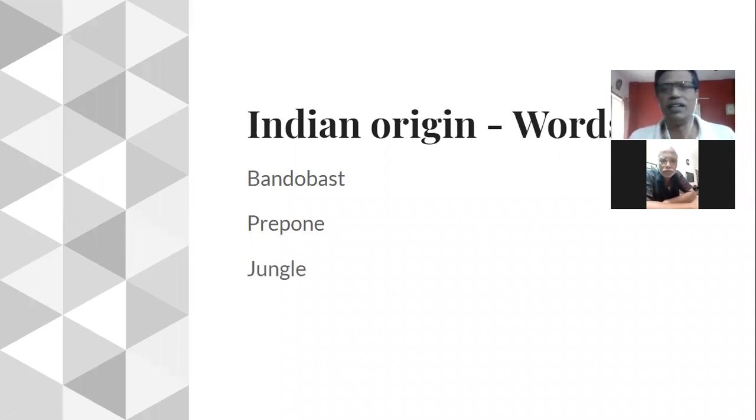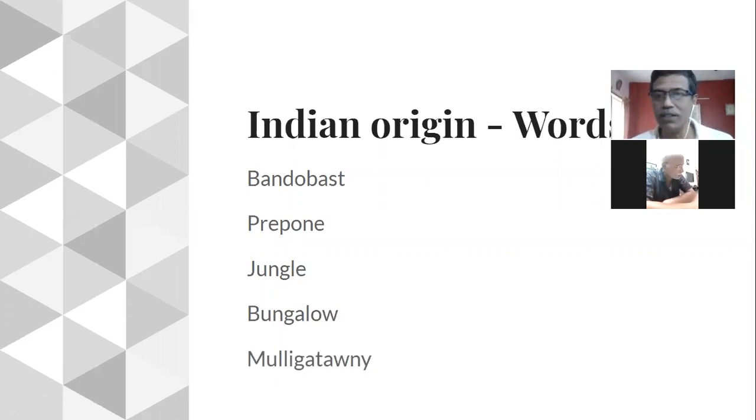Okay, jungle. Jungle is an Indian word that has got into English. And bungalow also. The last one, mulligatawny. A lot of us have seen mulligatawny soup in menus in restaurants, right? Now, mulligatawny is a word that has come from the Tamil word malligatani. It is a simple thing like rasam. Did you all know this? All right, we'll do more about this in the next session.